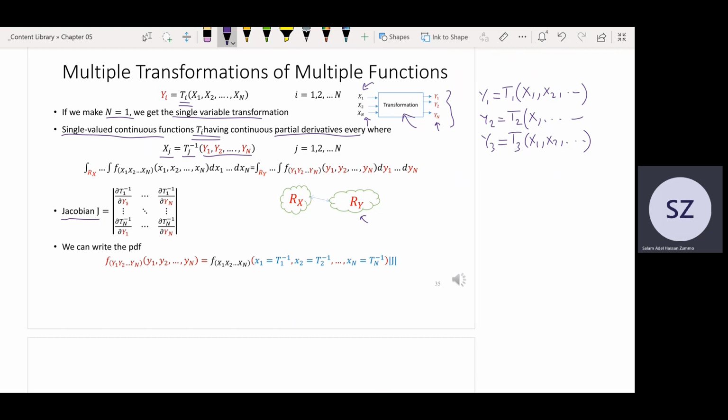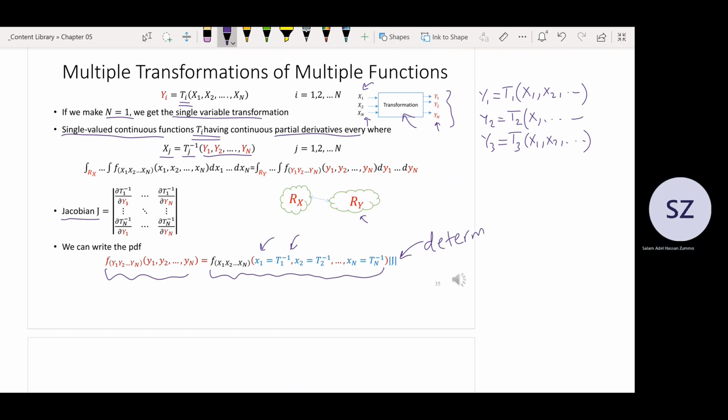Then the joint PDF of the outputs, Y1, Y2, will be equal to the joint PDF of the inputs, evaluated at X1 equals the inverse function T1, X2 equals the inverse function T2, and so on, multiplied by the determinant of the matrix J.